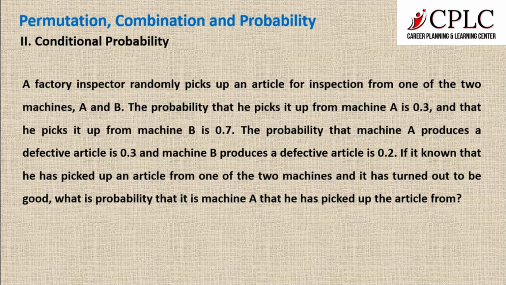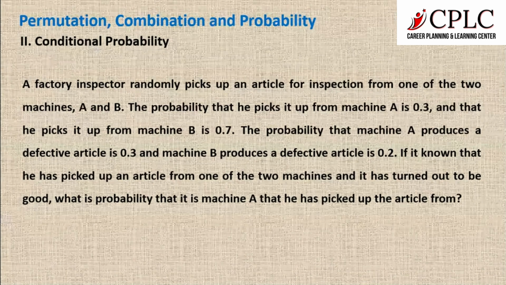If it is known that he has picked up an article from one of the two machines and it has turned out to be a good article, what is the probability that the article was picked up from machine A? So what exactly is going to happen here is the favorable article, and it has to be from machine A. That is going to be your favorable outcome. So it's a combination of two things. Not only do we have to select machine A, but the article should also be a good article. And the sample space will be the article is a good article, so it can be from machine A or from machine B, but it has to be a good article.